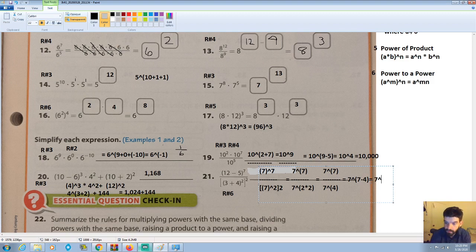And 7 cubed is, I believe, let me check here, okay, 343. So that's going to be our final answer for that one. A lot of steps in that one, but again, it's just using some rules here. So we did use rule number 4 as well.